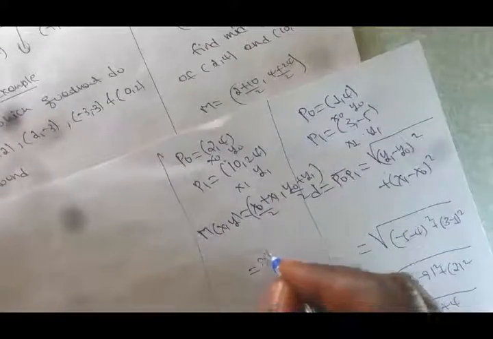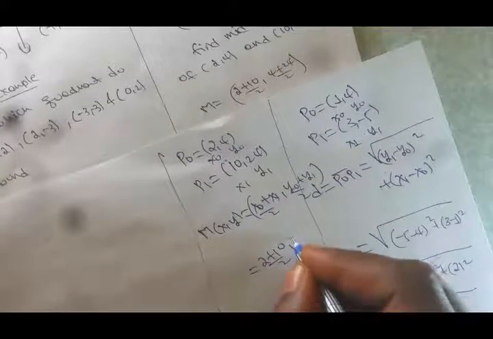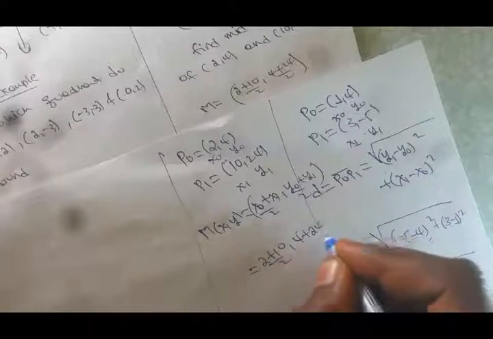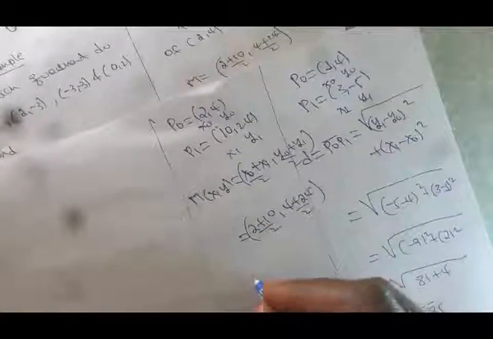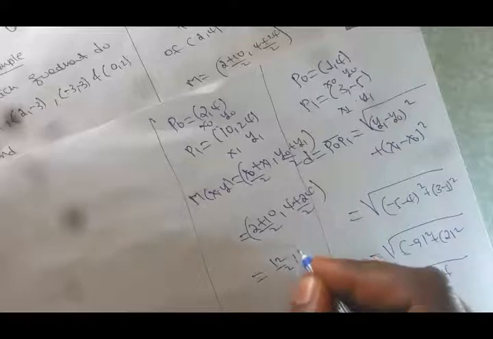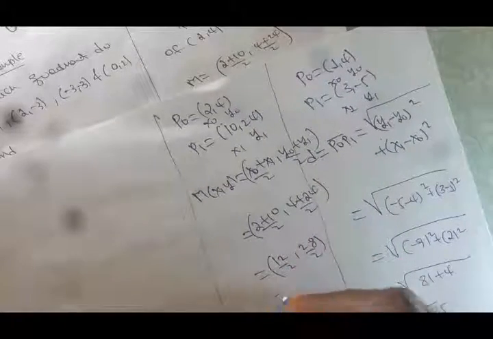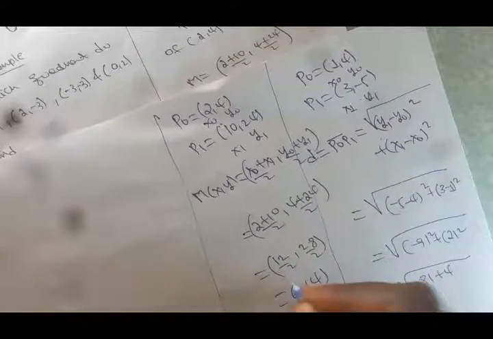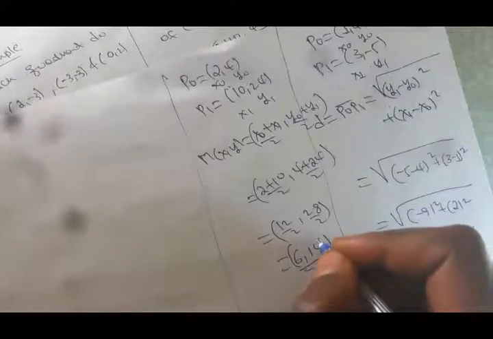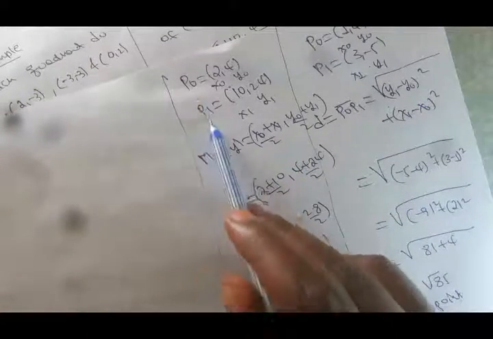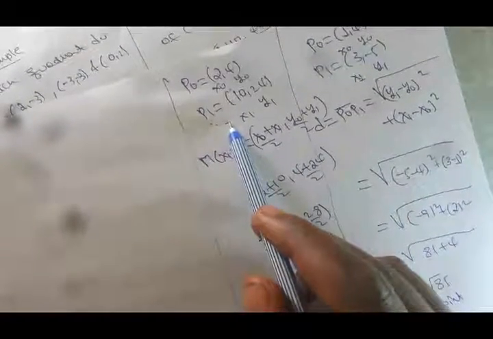Therefore (2 plus 10) over 2 and (4 plus 24) over 2. This equals 12 over 2 and 28 over 2, which is equal to (6, 14). Therefore this is the midpoint between these two points from P0 up to P1.